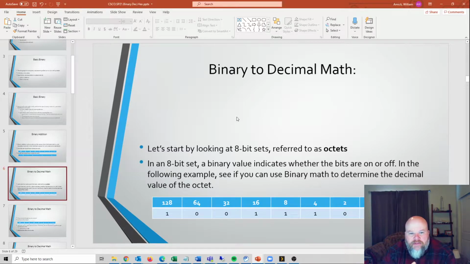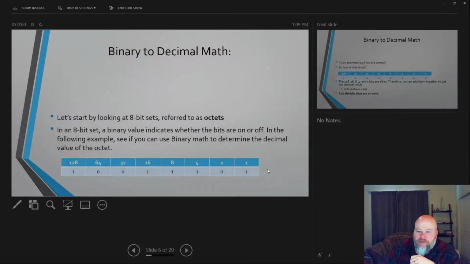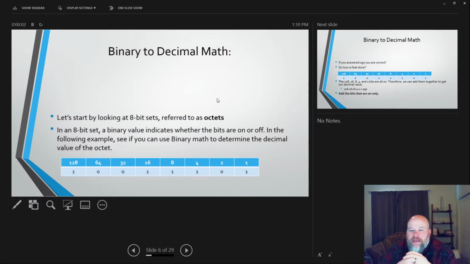So let's start with looking at this one. In an 8-bit set, and this is referred to as an octet, and I just realized you can't see the last numbers there with this displayed this way. How about that? In an 8-bit set, it's an octet, right? 8 bits, octopus, octagon, 8, octet. The binary value, though, indicates which bits are on or off.